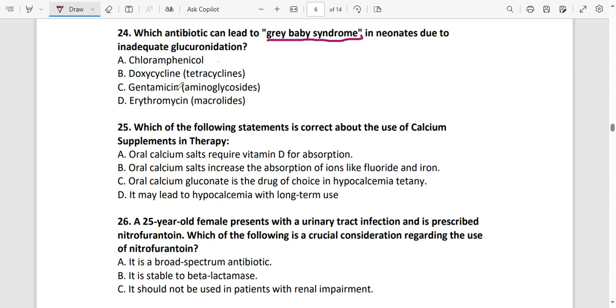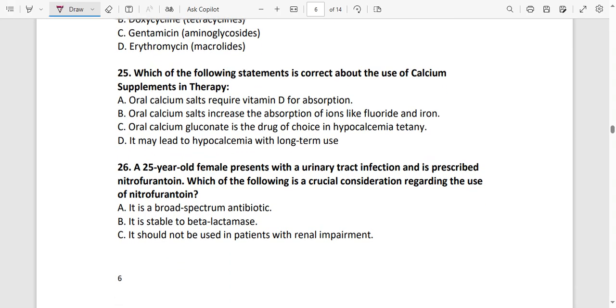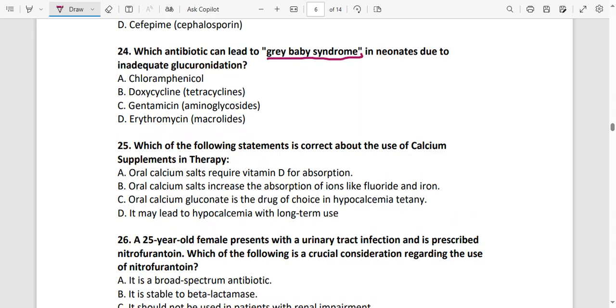Number 25. Chloramphenicol is specific for this gray baby syndrome because of the toxicity. Children lack the enzyme that glucuronidates the drug, and so there's that problem. Right.